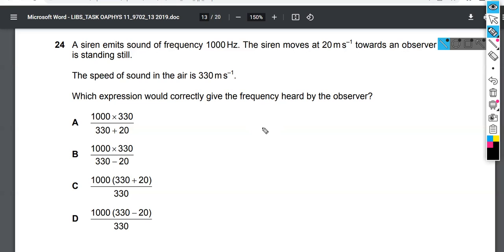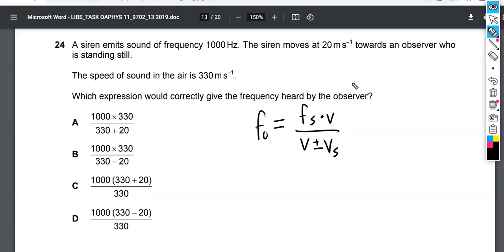Everybody with an equation in mind for the observed frequency, noting the Doppler effect, would say the observed frequency, f_o, is equal to the frequency of the source times the velocity of the wave over the velocity of the wave plus or minus the velocity of the source. Towards an observer, towards subtract. So if it's towards, you're always going to subtract in the denominator. That's going to make the observed frequency higher.